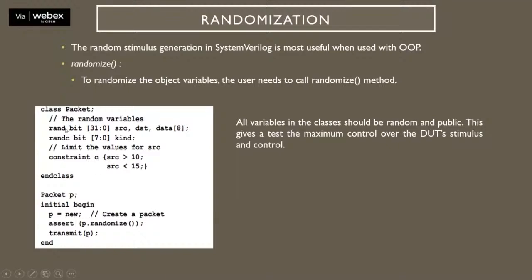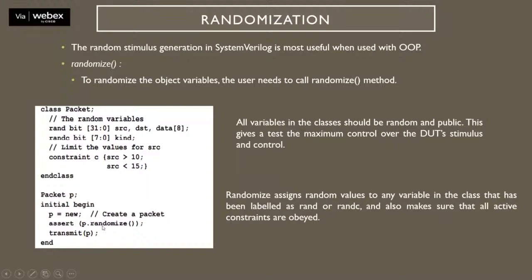So these are the things, and there is some kind of limitation that can be done since we are going for constraint random testing. So we are going to assign some kind of constraints. That constraint has been assigned to the source, so limit the values of the source, either greater than 10 and less than 15. So here is the constraint that we are assigning along with the randomization.